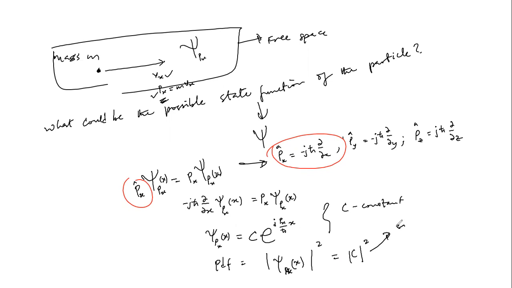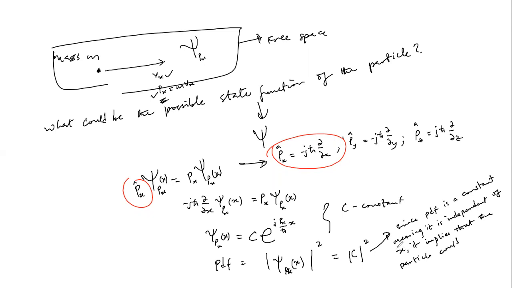Now, since the PDF is a constant, meaning it is independent of x, it implies that the particle can be anywhere in space.